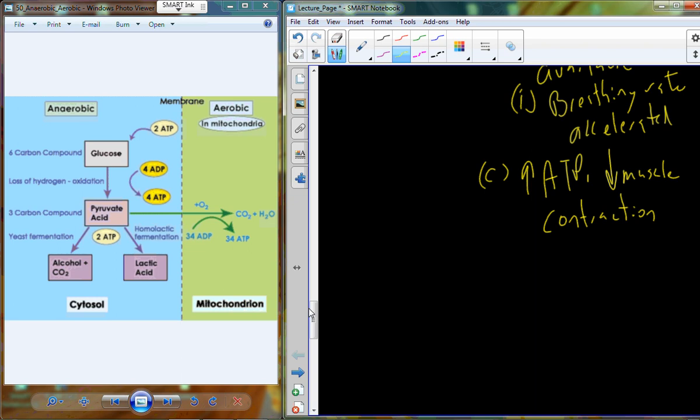I would be very satisfied for this class if you are able to give me the three different systems by name: the phosphagen system, anaerobic fermentation or lactic acid fermentation, and aerobic respiration, and give me an idea of when those three systems are going to be used and whether they produce a small amount of ATP really quickly, or a large amount of ATP slowly, or someplace in between.